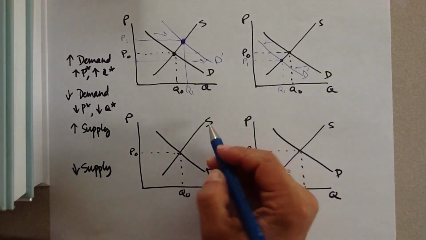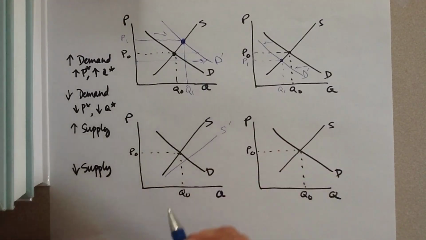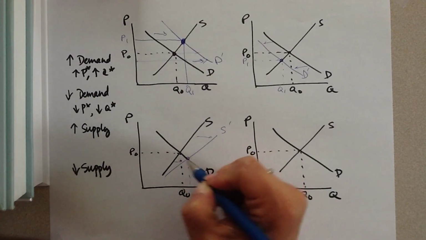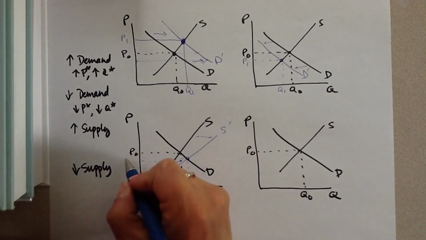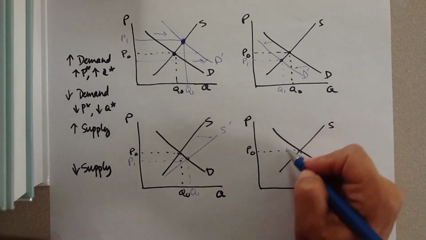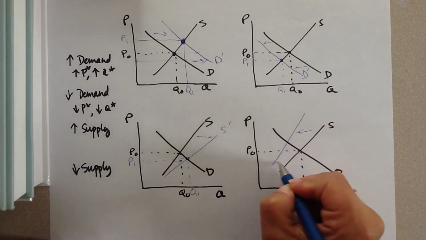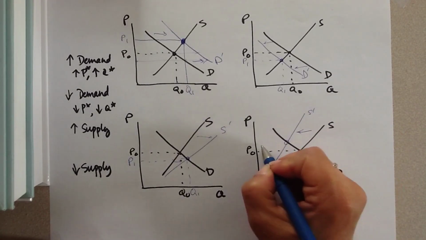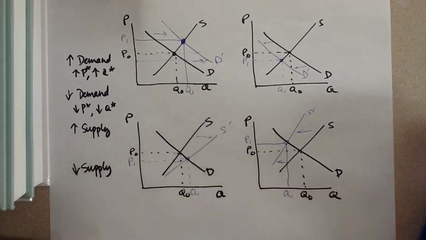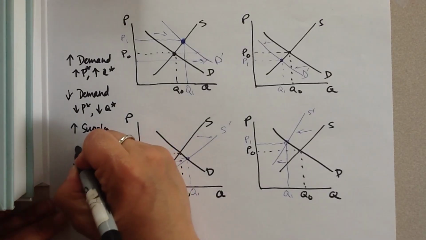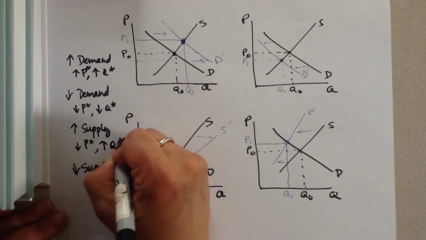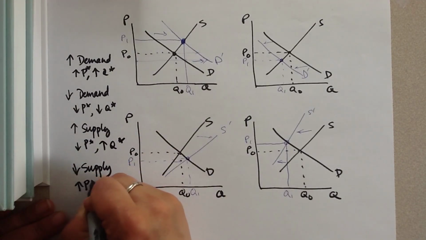If supply increases, so there I drew it with kind of a really different slope. Here we see a decrease in price and an increase in quantity. And if supply decreases, shifts to the left, we have an increase in price and a decrease in quantity. So this is decrease in price, increase in quantity, increase in price.